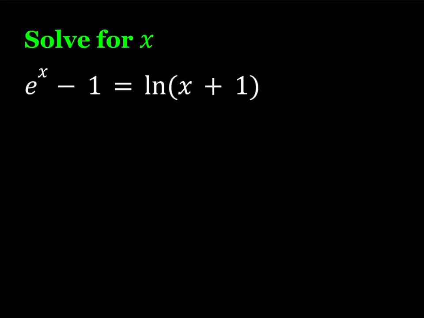Hello everyone. In this video, we're going to be solving a problem from a book in Russian that contains 113 beautiful problems. So we have e to the power x minus 1 equals ln of x plus 1, and we're supposed to solve for x.